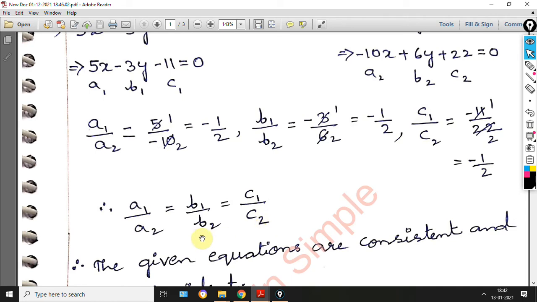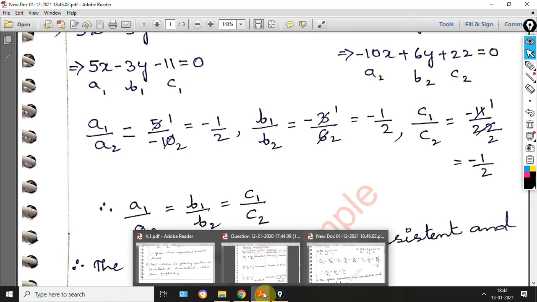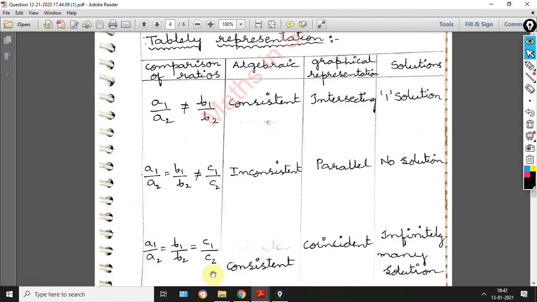So in which condition is this equation going? The third condition. It is satisfying this third condition. So what does it mean when a1 by a2 equals b1 by b2 equals c1 by c2? They are consistent. We have to remember this table now. In our previous class, I explained this table, so learn it. It is satisfying this third condition.